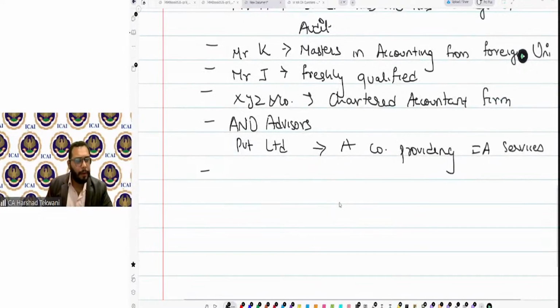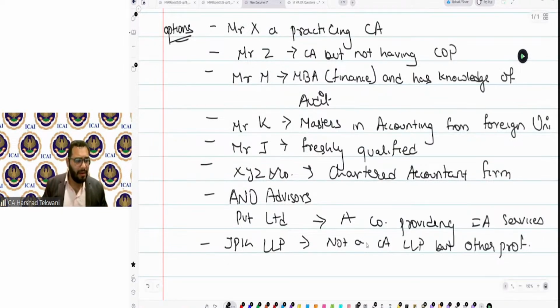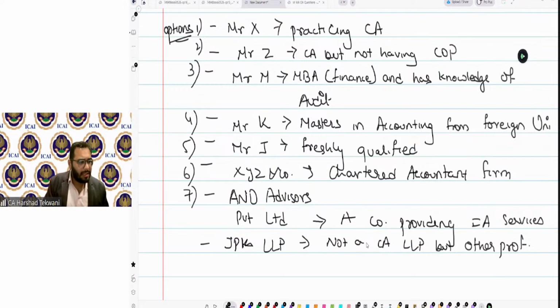Then you have JKP LLP, not a CA firm, not a CA LLP, but other professionals like cost accountants or CS, or all other professionals. So out of these, who can be appointed as an internal auditor? X, Z, M, K, J, XYZ and Company, A&D Advisors Private Limited, JKP LLP. So 1, 2, 3, 4, 5, 6, 7, 8. Out of these 8, who can be appointed as an internal auditor and who cannot be?